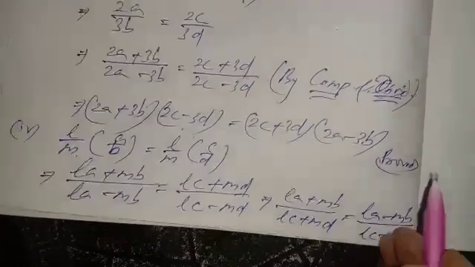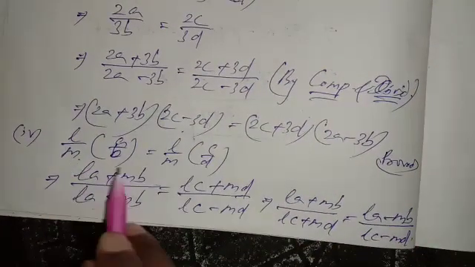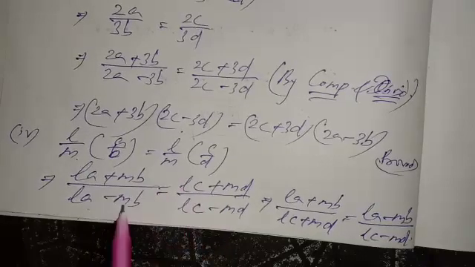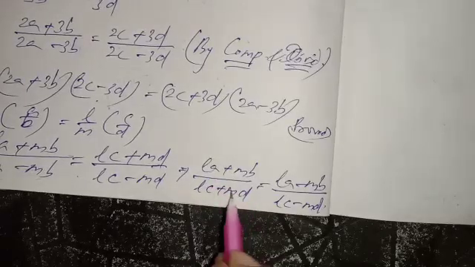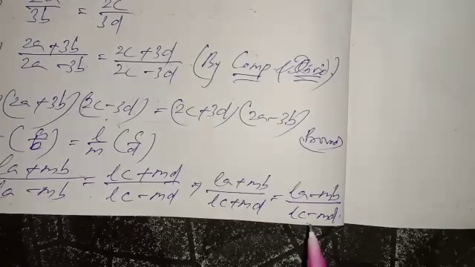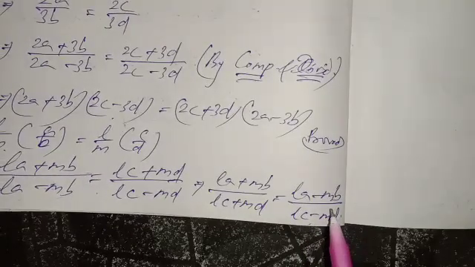The fourth part, you have to multiply L by M both sides, and using componendo or dividendo, a slight corner changing, that is called alternando. We are getting (LA plus MB) by (LC plus MD) is equal to (LA minus MB) by (LC minus MD). In this way, question number 1 is done. Let us go to the next number.